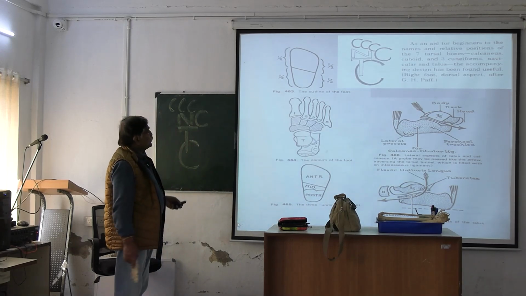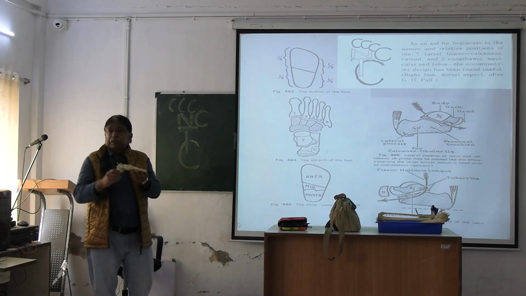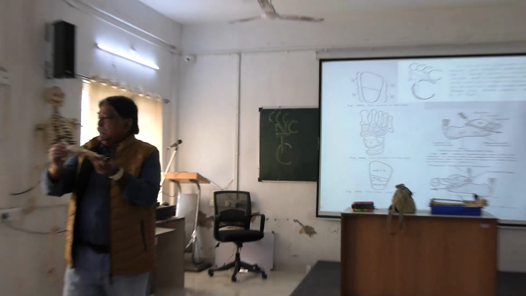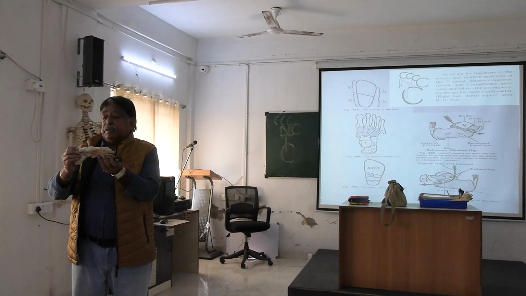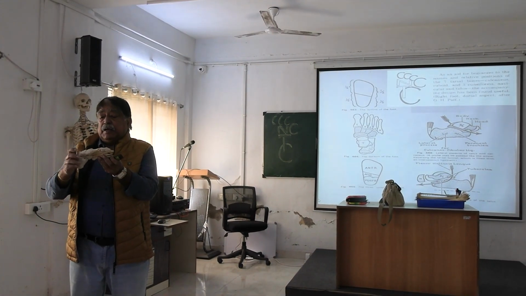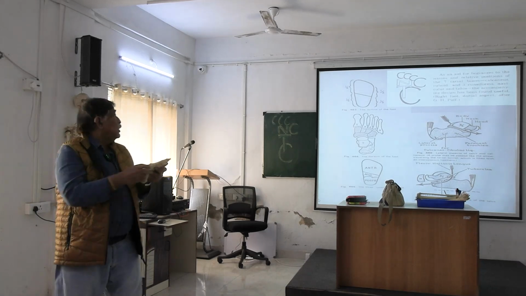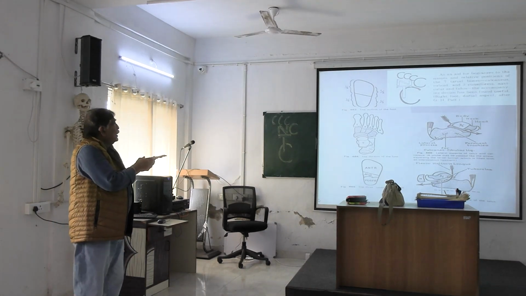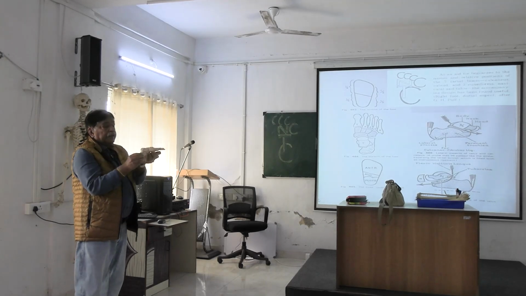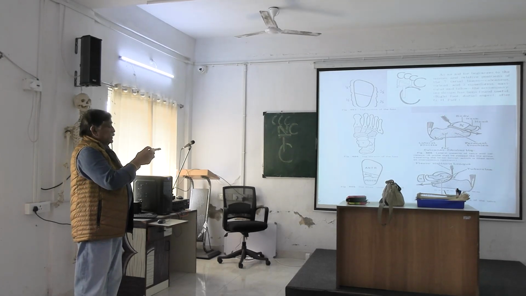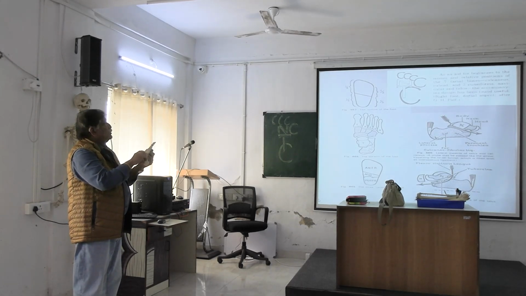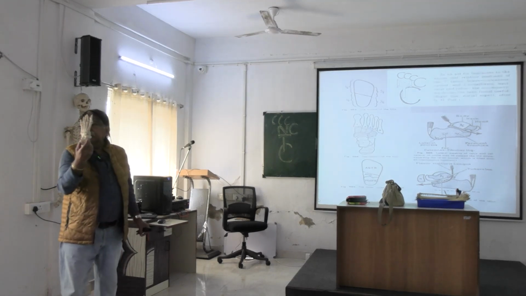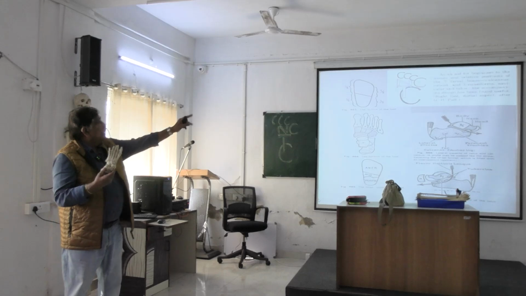Now, see, this is the calcaneum, this is the cuboid, talus, the calcaneum, talus, navicular, 3 cuneiforms, and this is the cuboid.